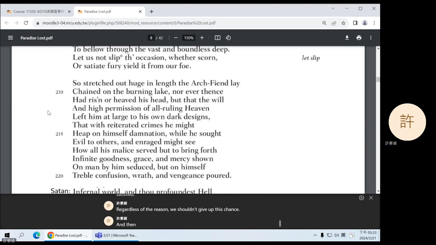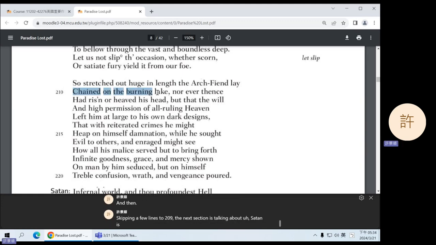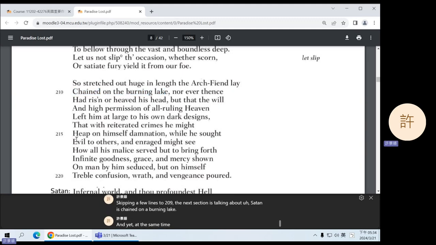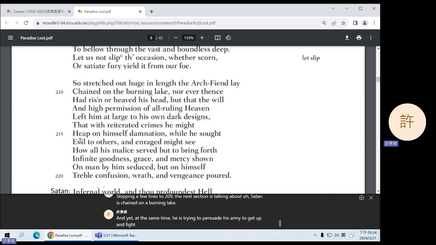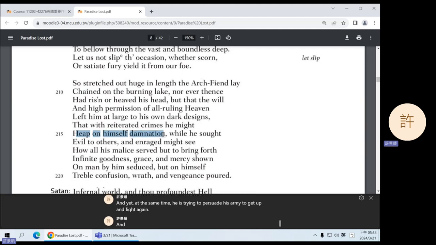And then skipping a few lines to 209, the next section is talking about Satan chained on a burning lake, and yet at the same time, he is trying to persuade his army to get up and fight again. And the more he talks, the deeper the hole that he's digging himself. The more he speaks, the harsher the condemnation of his warriors becomes. Damnation.